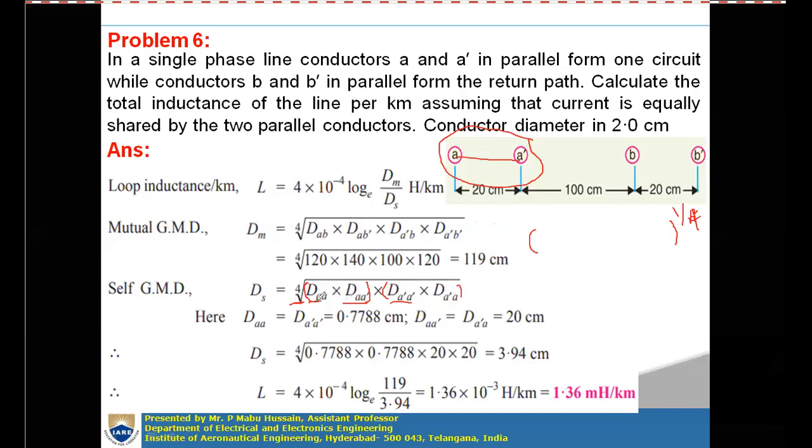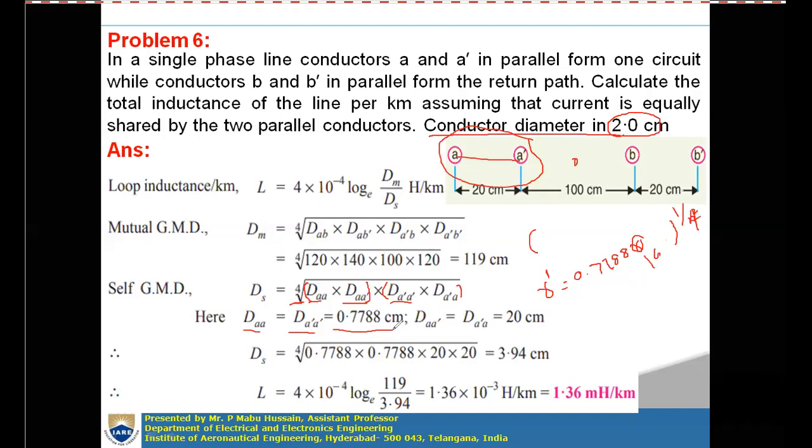Again, here the self distances DAA and DA dash A dash are nothing but the geometric mean radius, which is the same as R dash. So R dash is equal to 0.7788 times R. Now if you observe the problem, the conductor diameter is given as 2 centimeters, so the radius is 1 centimeter. In place of R, you will get 1 centimeter. So R dash, which is the same as DAA and DA dash A dash, is equal to 0.7788 centimeters.